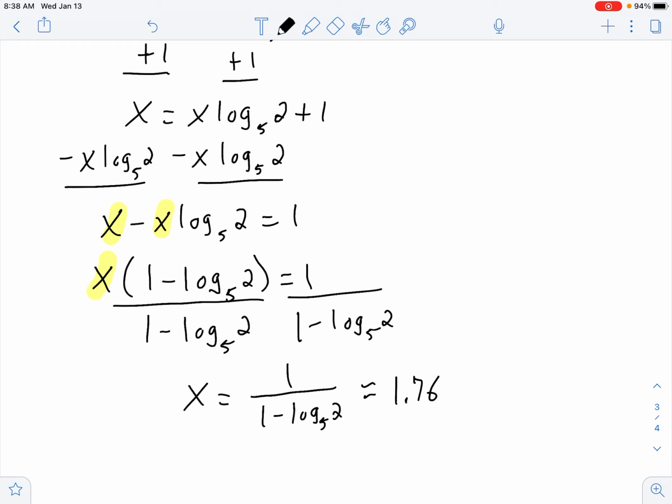All right, so hopefully this helps you with solving your exponential equations. And in the next video, we're going to do solving the equations that contain logarithms. We'll do that on the next video.